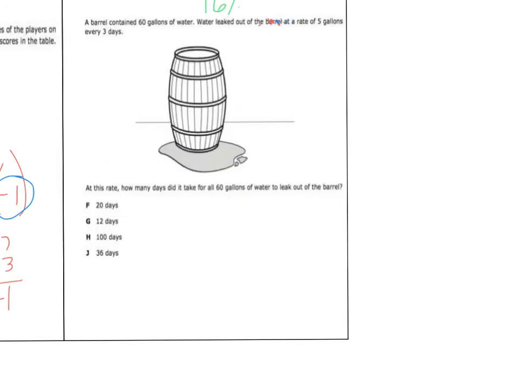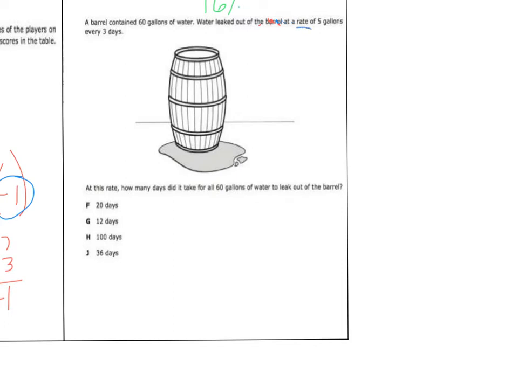All right, quadrant 4, our last problem. A barrel contained 60 gallons of water. Water leaked out of the barrel at a rate of 5 gallons every 3 days. At this rate, how many days did it take for all 60 gallons of water to leak out of the barrel? So some key words in this problem are going to help us figure out how to solve it.